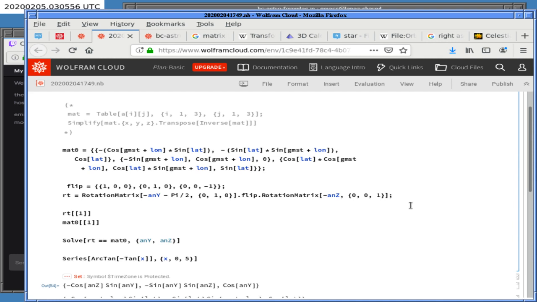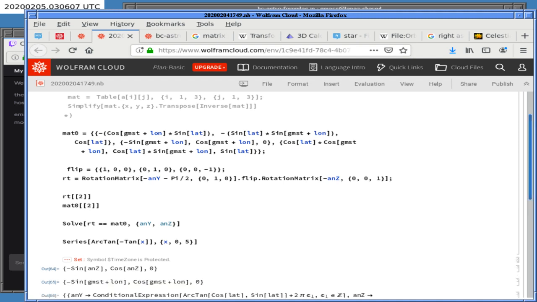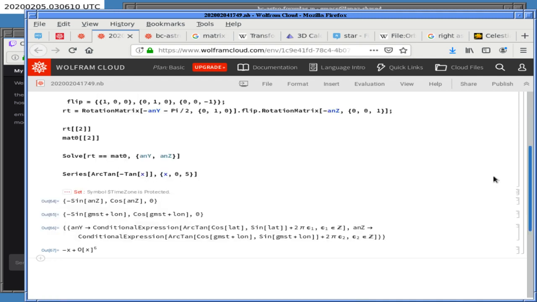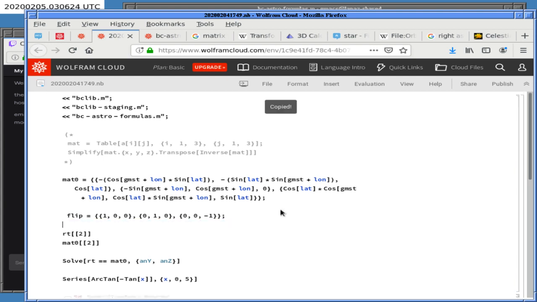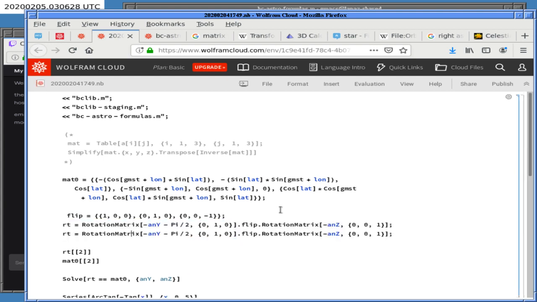So, let's take a look at the second rows. The first rows are looking pretty good now. The fact that these conditions are now correct is making me very happy. Okay, so the only thing left to do now is become, and z is going to be the GMST plus the longitude, or the local sidereal time, as it were. And a and y is going to become the latitude.